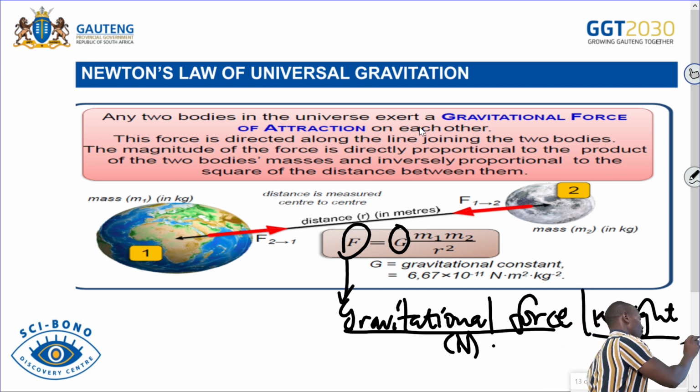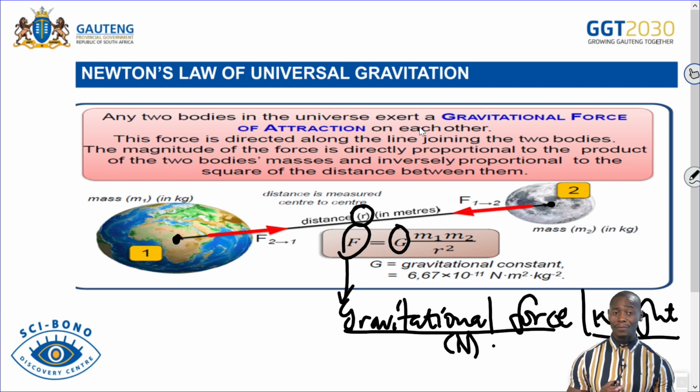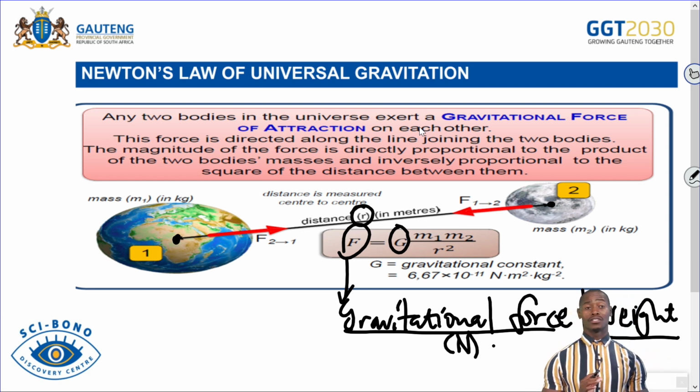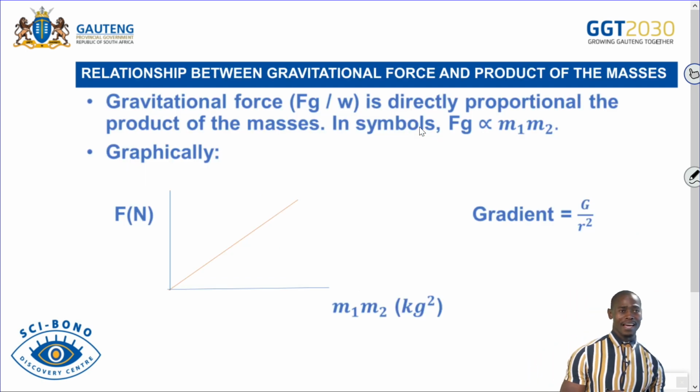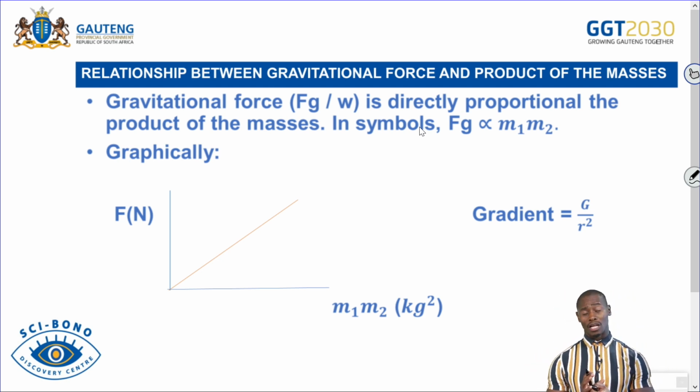You can see here it is from this center to this center. So that is r, the distance between the centers. So in symbols, F is given by G m1 m2 over r squared. Capital letter G is a constant, which is 6.67 times 10 to the power negative 11.